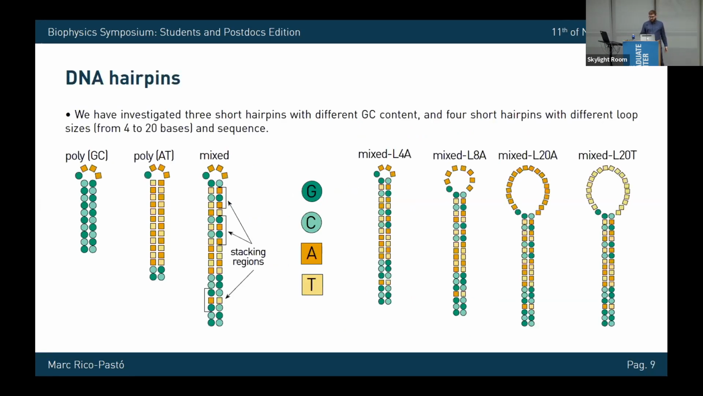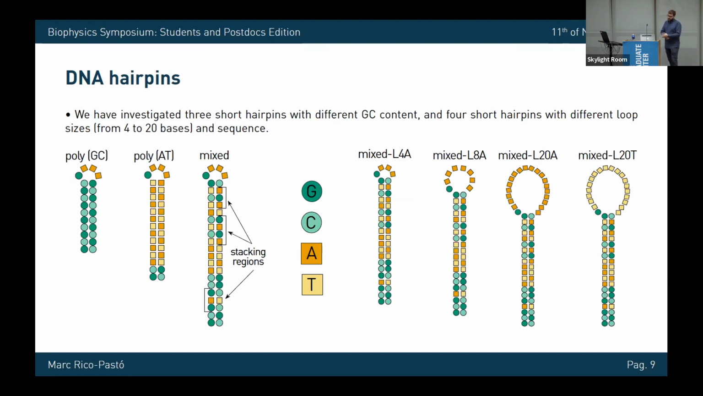First of all, I studied the DNA folding using these hairpins that you see here. On the one hand, we can clearly see three short hairpins with different GC content. These are the poly-C, poly-A and mixed hairpins, that I will use to study if this heat capacity change that I mentioned before presents a sequence effect.